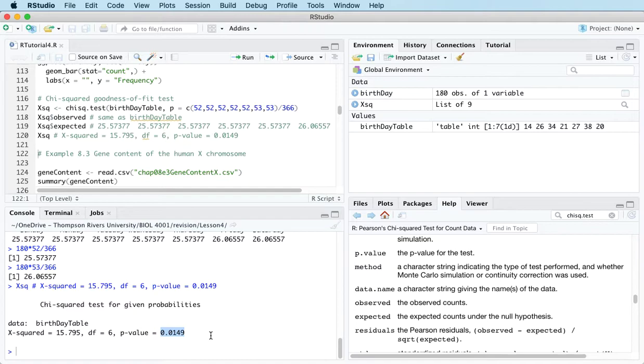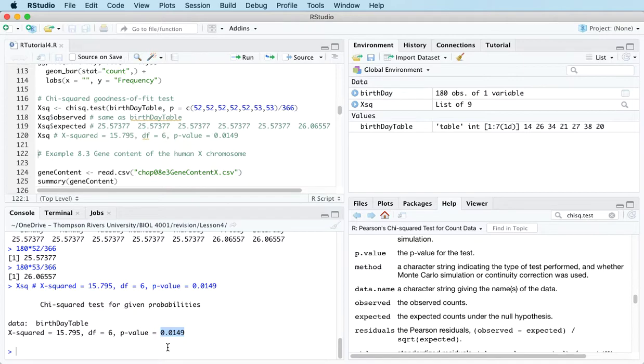And so the decision rule is always the same. It's reject the null hypothesis in favor of the alternative if the p-value is less than the significance level of the test. Otherwise, fail to reject the null hypothesis. So the significance level of the test, as usual, is going to be 0.05. So we look at this p-value, 0.0149 is less than 0.05, so we reject the null hypothesis in favor of the alternative.